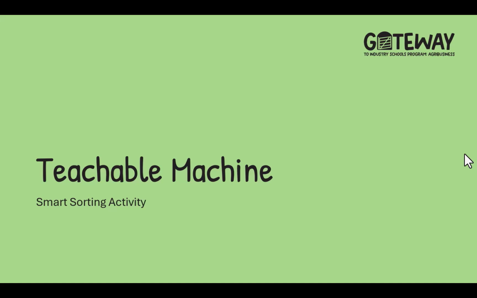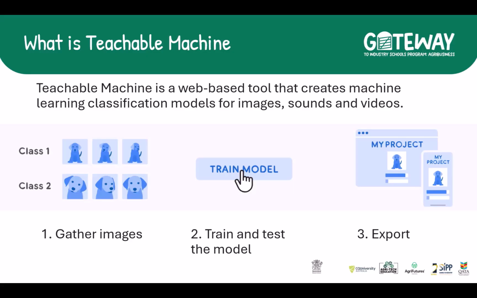So now on to the actual smart sorting activity using Teachable Machine. So what is Teachable Machine? It's a web-based tool that can create machine learning classification models for images, sounds, and videos. So you can gather images and class them by name. You can then provide that to the model and train it, and then with the export you can actually test the accuracy of your model.